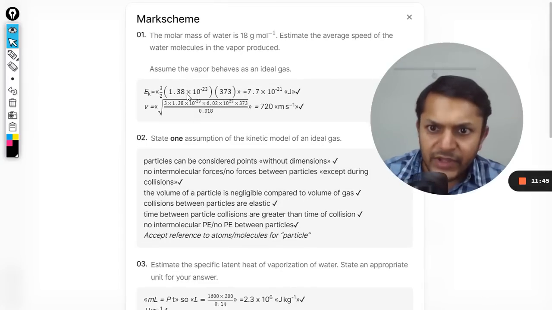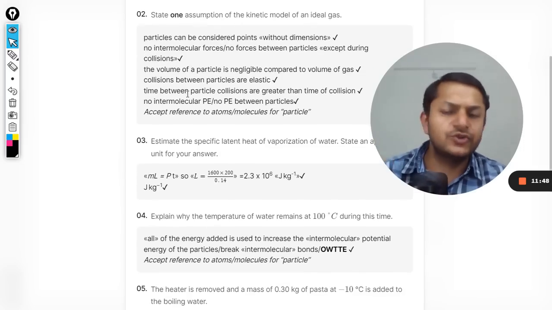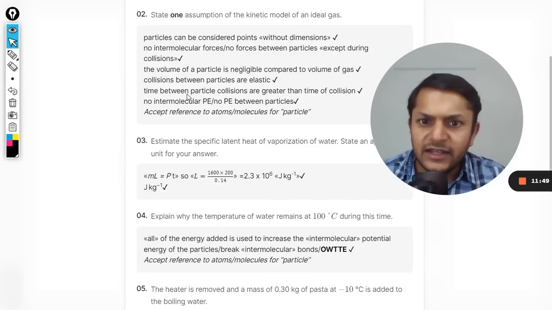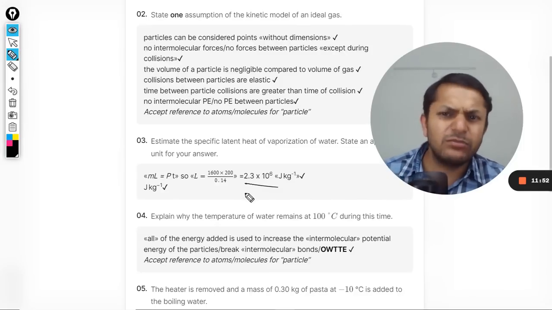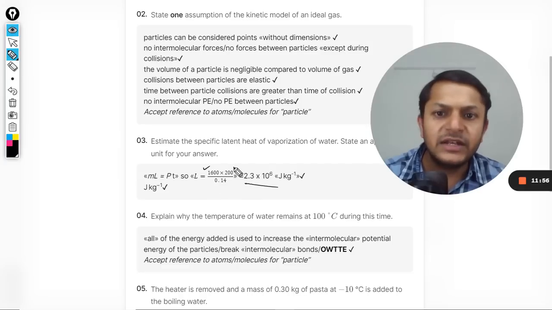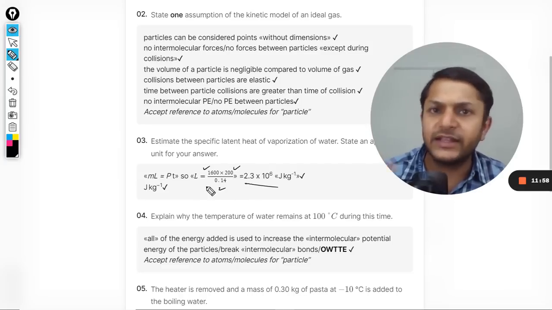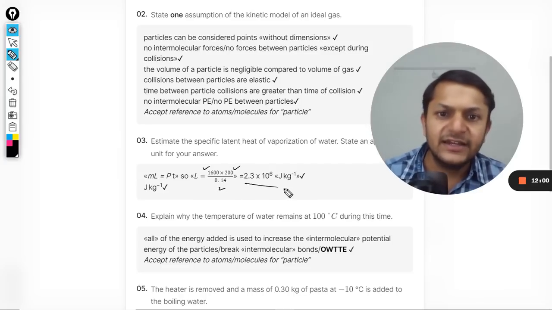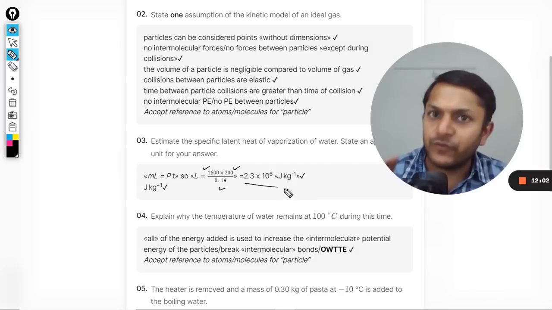So state one assumption, and there are so many assumptions, you can choose any. And the latent heat is, yeah, they're getting the same thing: 1600, which is 1.6 kilo, multiplied by time, which is 200, and divided by the total mass. So this is what they get, and exactly this is what we are getting.